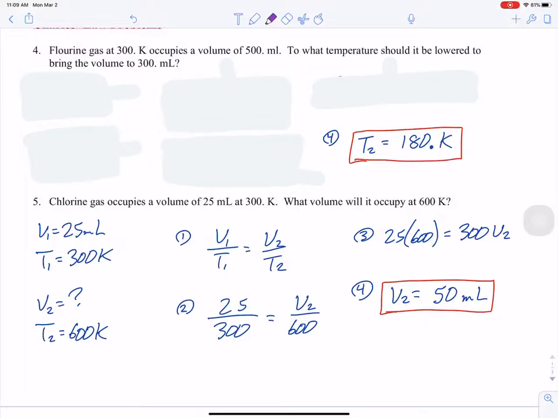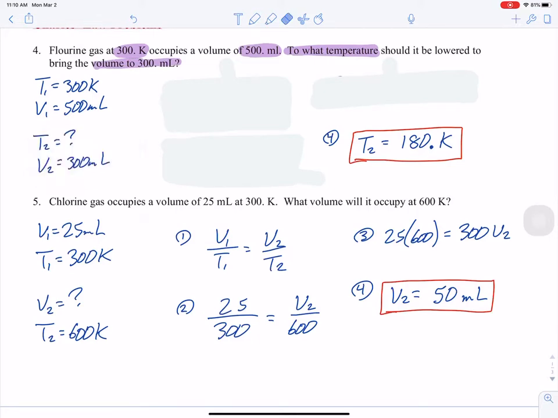Looking at number 4, a fluorine gas of 300 Kelvin occupies a volume of 500 milliliters. So that's our first T1 and V1. Here's our question: to what temperature should it be lowered to bring the volume to 300? So now we know we're looking for T2 if the volume changes to 300. Remember, you don't have to write down those givens, I just suggested. You do have to write down the equation.